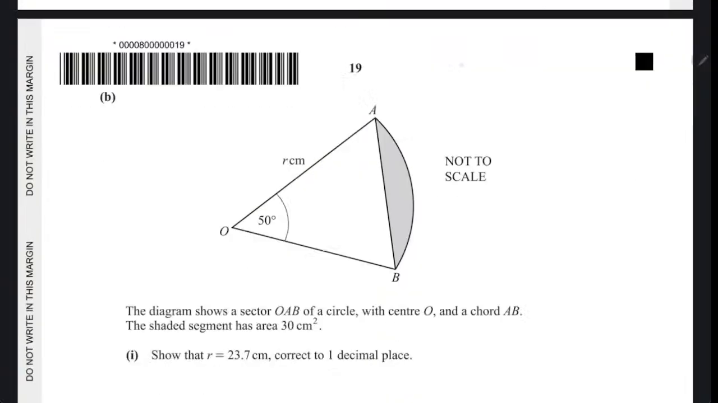For a sector, there are 3 formulas only that you use. The formulas are: area of a sector is r squared theta over 2.